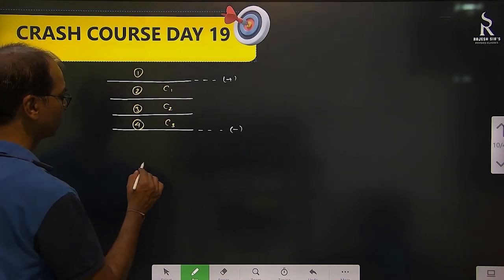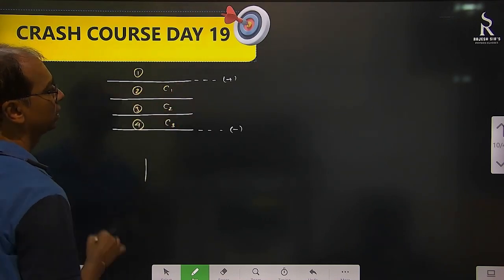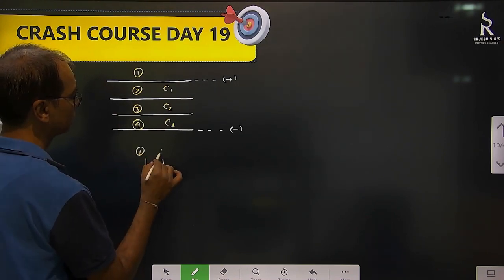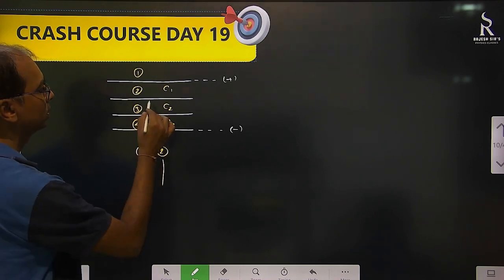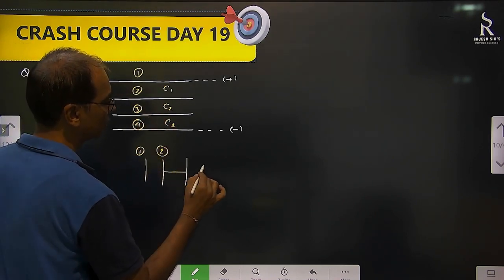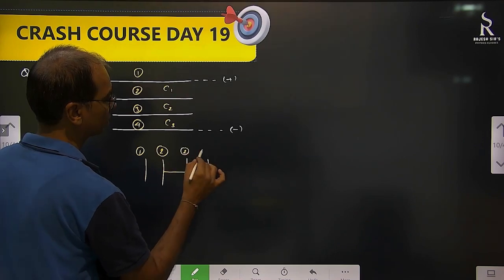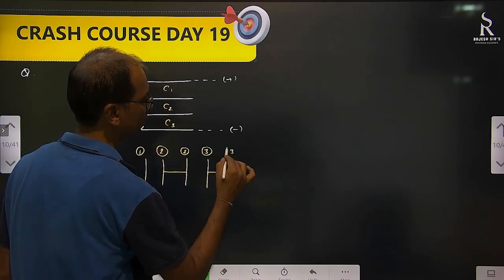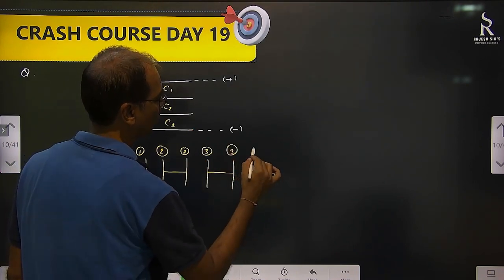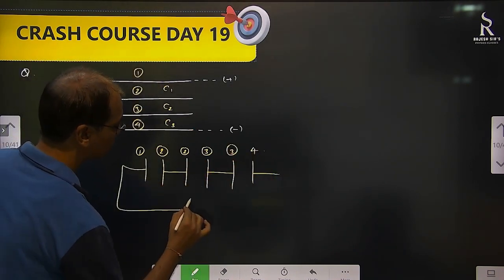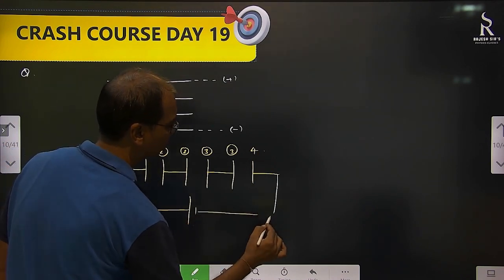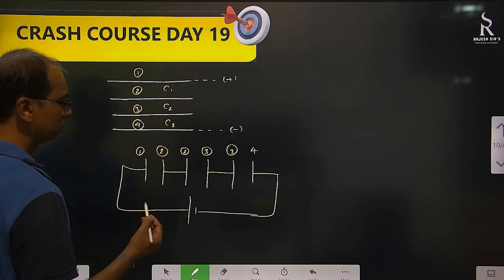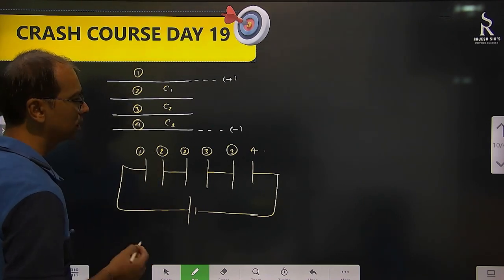Right? First plate connected with the positive. Then there is second plate. Then the second plate is connected with the third one. And then third plate is connected with the fourth one. And first plate and fourth plate are actually connected with the positive and negative end of the battery. Perfect. They are connected in series.